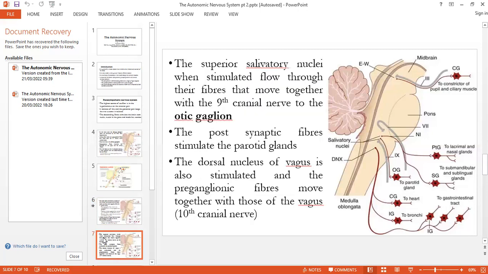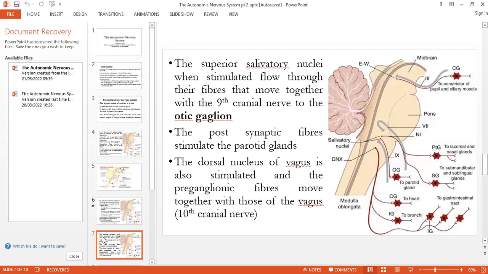So now, the superior salivatory nuclei, when stimulated, send their fibers, which move together with the ninth cranial nerve, to the otic ganglion. Okay, there were some letters or words missing there. The postsynaptic fibers stimulate the parotid glands. The dorsal nuclei of the vagus is also stimulated, and the preganglionic fibers move together with those of the vagus nerve, or the 10th cranial nerve.